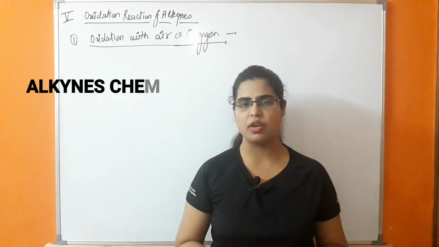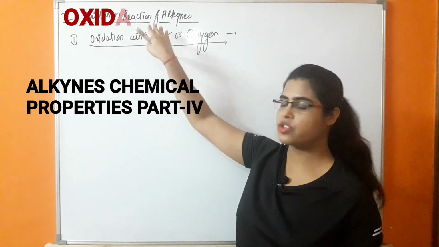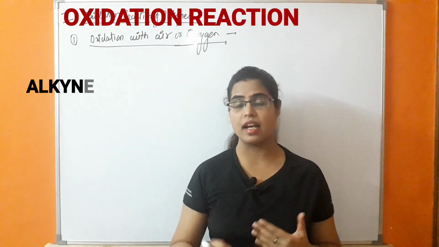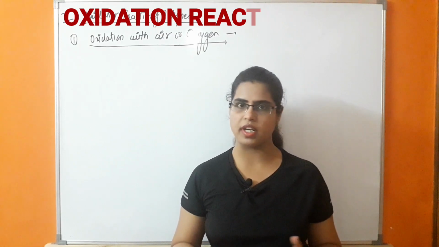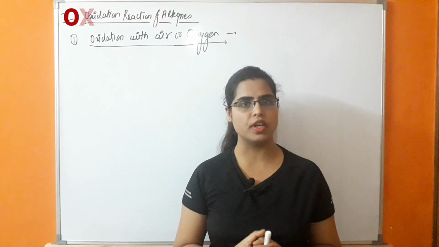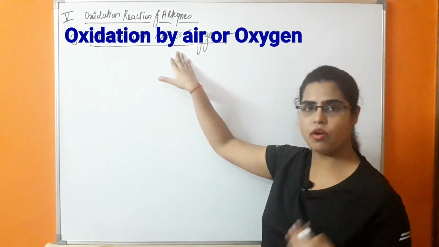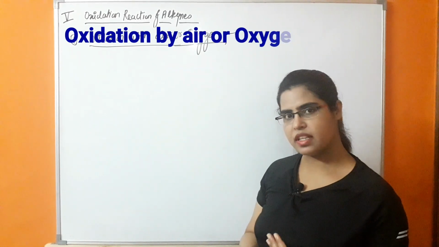Next chemical property of alkynes is oxidation reactions of alkyne. In different oxidation conditions, alkynes give different oxidation products. So the first reaction which we are going to study in oxidation reactions is oxidation with air or oxygen. So what is happening in this condition?